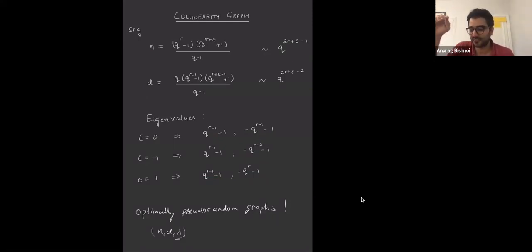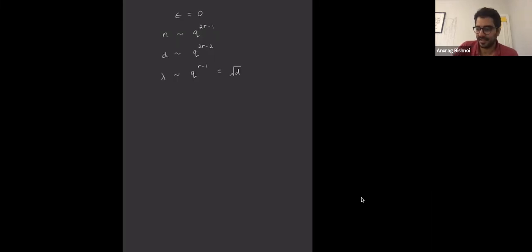You have optimally pseudo-random graphs, and that should make you think, why not use them for the Ramsey theory problem, for the off-diagonal Ramsey numbers? We have these optimally pseudo-random graphs. They seem to have some nice looking parameters. Let's use them for Ramsey theory. And let me say this again. We have epsilon equal to 0. These are the parameters for the graph. And let's observe the following. d is in fact equal to n to the 1 minus 1 over 2r minus 1.